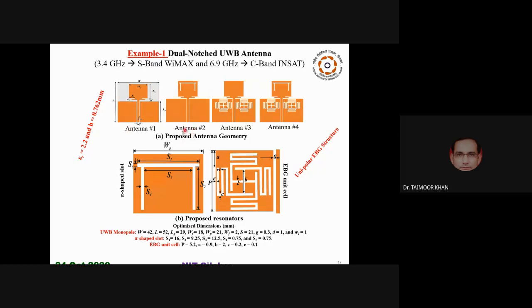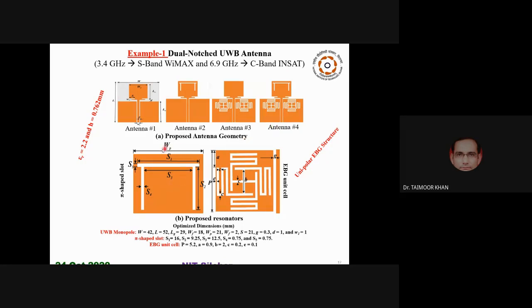Later on, we'll see the exact values of that band at the time of discussion of results. Here, one notch characteristic of 3.4 gigahertz is coming because of the pie-shaped slot. Another notch characteristic we have introduced by taking a pair of EBG unit cells, which I have already discussed. I have taken that already optimized EBG unit cell from the previous slides and used it here for giving the band notch characteristic. If I combine antenna 2 and antenna 3, then finally we get the optimized geometry of antenna 4.